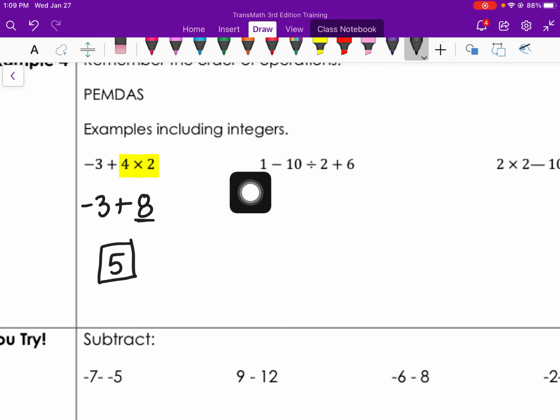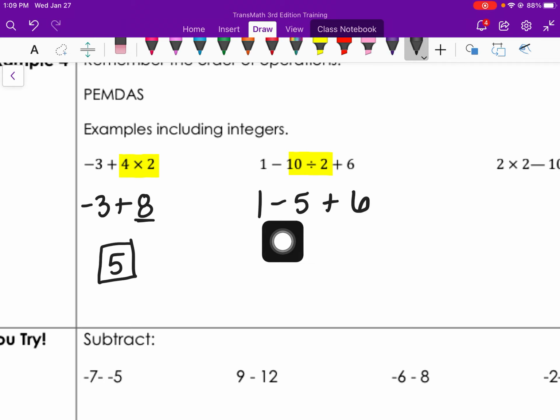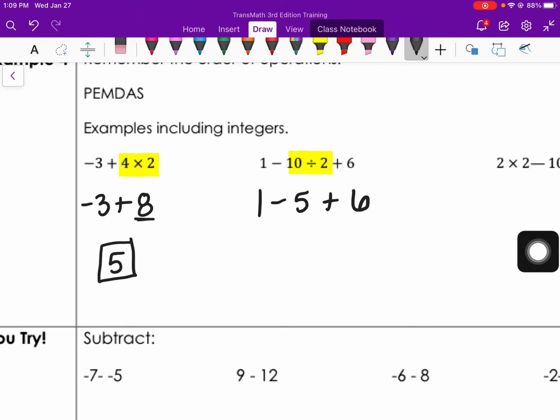All right. In this one, we're going to want to do the division first according to PEMDAS. And 10 divided by 2 is 5. And then we have addition and subtraction. And so if you have those in the same step, you want to work from left to right. So you want to do 1 minus 5 first. You can use your rule of subtraction, change that to 1 plus negative 5, and then plus 6.